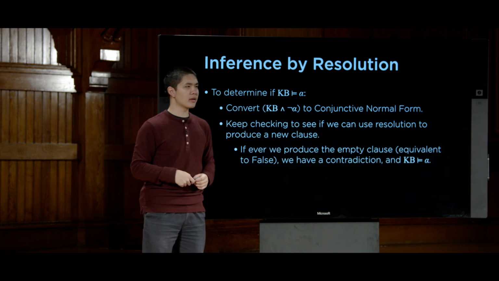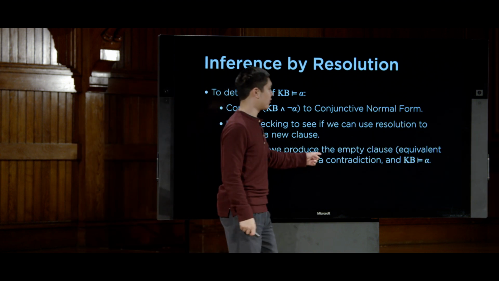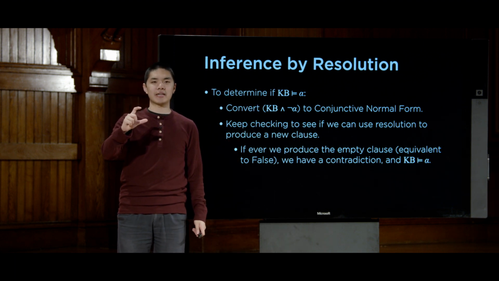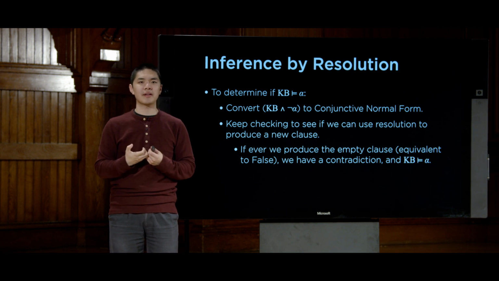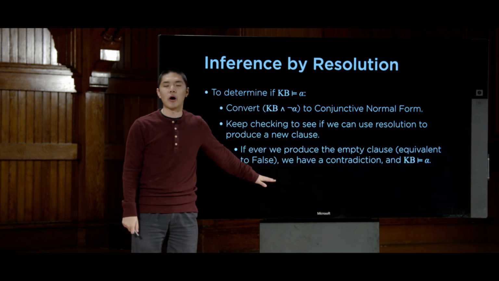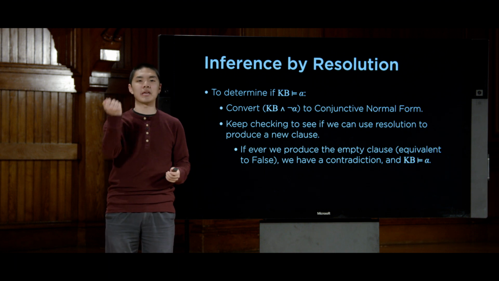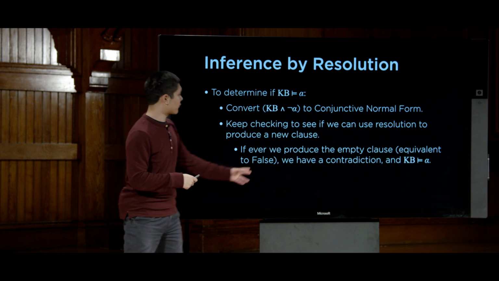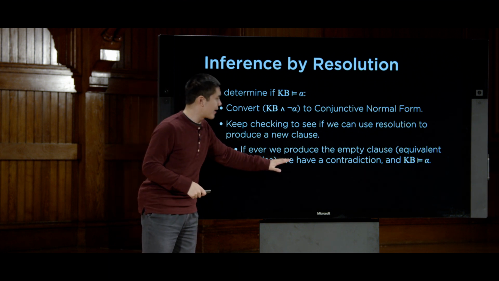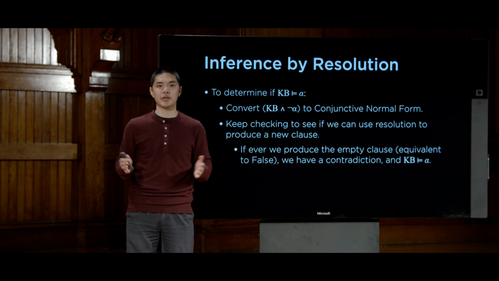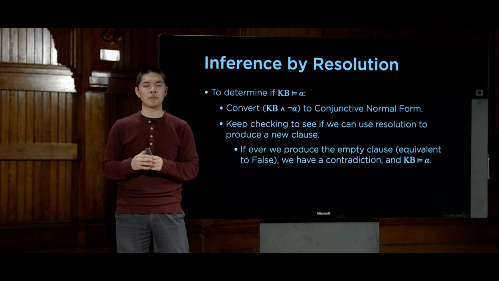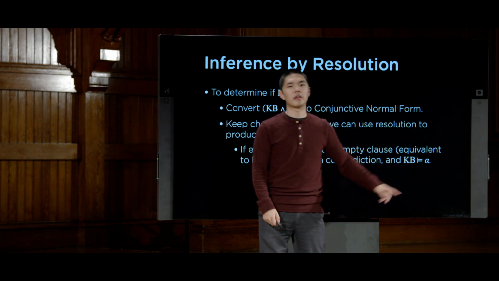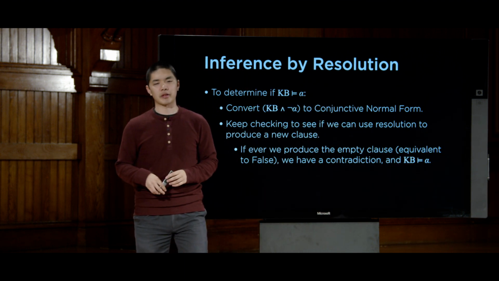Now, it just so may happen that eventually we may produce the empty clause, the clause we were talking about before. If I resolve P and not P together, that produces the empty clause. And the empty clause we know to be false, because we know that there's no way for both P and not P to both simultaneously be true. So if ever we produce the empty clause, then we have a contradiction. And if we have a contradiction, that's exactly what we were trying to do in a proof by contradiction. If we have a contradiction, then we know that our knowledge base must entail this query alpha. We know that alpha must be true.